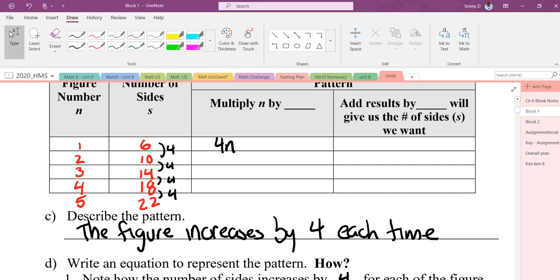I want to test how well this formula works. If we're using this formula for our first figure, where n equals 1, where n stands for the number of figures, it says that our object should have 4 sides, which is incorrect. We want our formula to say our object has 6 sides. Shouldn't the formula then be 4n plus 2? Yeah, that's exactly where I was getting to.